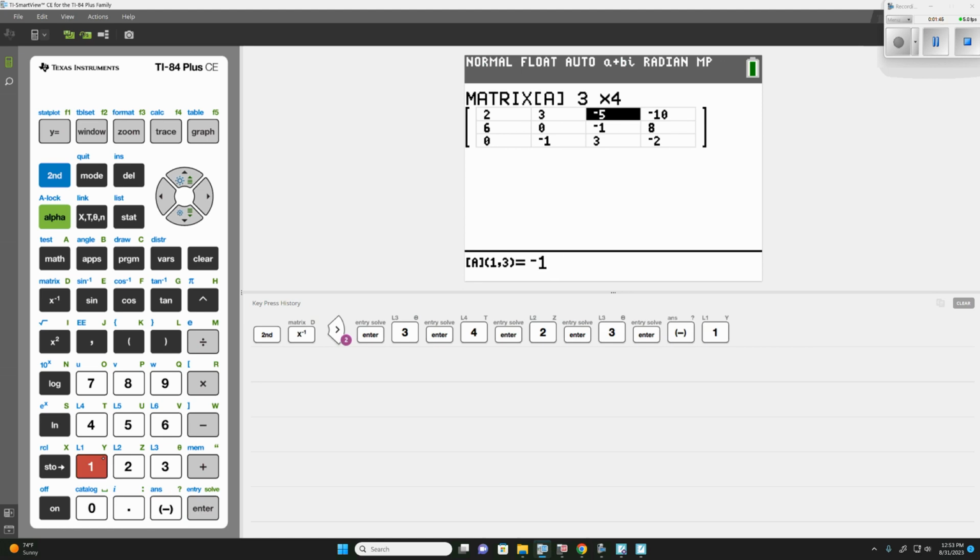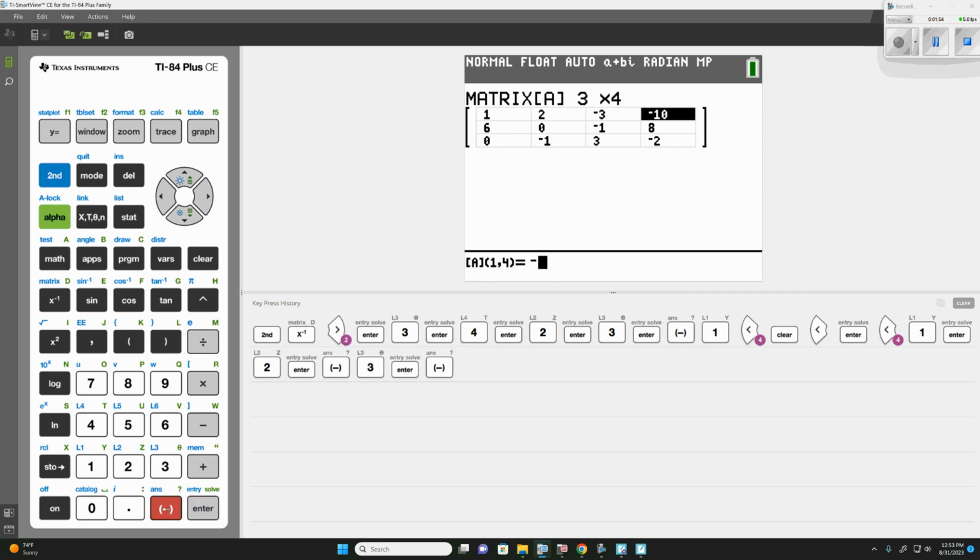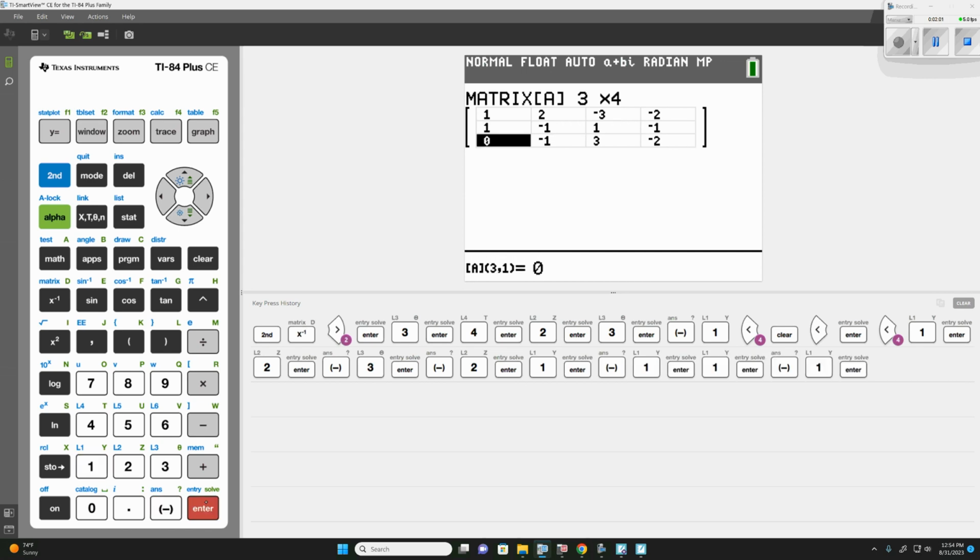Nope. So I was looking at the wrong one. Yeah, it should be 1, 2, -3, -2. And then 1, -1, 1, -1. And lastly, 3, 4, -4, 4. Are we all able to get it typed in? Okay, that's fine.